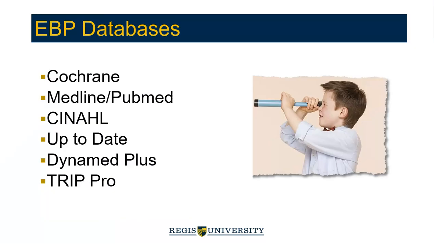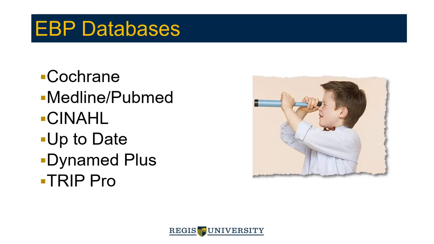To find these sorts of studies, at Regis University, we have several databases where you will focus your attention to look for the evidence. We have the Cochrane Library, which includes the Cochrane Database of Systematic Reviews and the Central database, or the Central Trials database. We have Medline and PubMed, which are very similar. Medline is the version of this database that you would use through our EBSCOhost services, while PubMed is the publicly available version available through the National Library of Medicine.